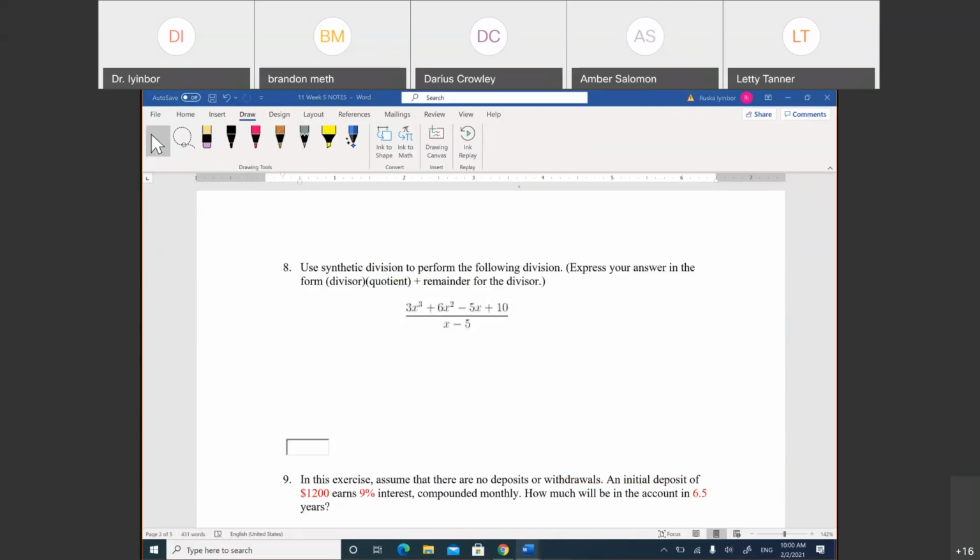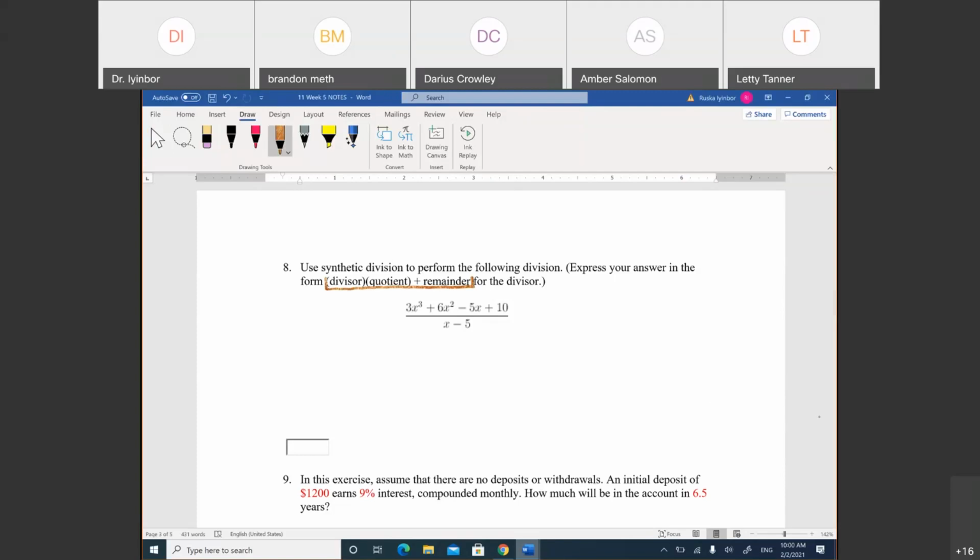So here we have number 8, which is the last one for today. And they want us to do synthetic division again. And we need to write the answer in different forms. So pretty much you have to do the table. But the answer should be divisor times quotient plus remainder. So this is different. Just the way you put your answer is different. But what you're doing is going to be absolutely the same way.